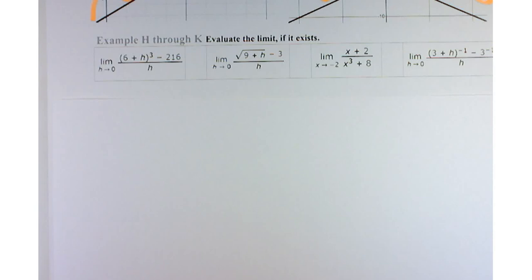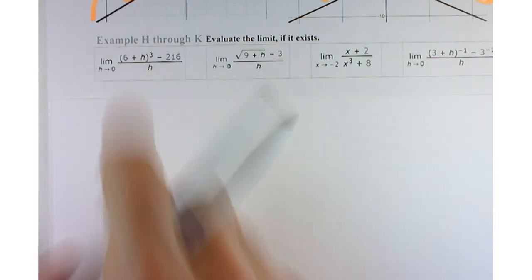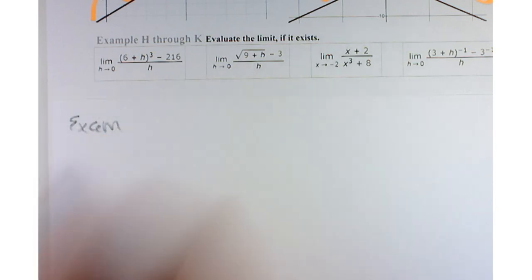Calculating each of these limits is going to be a fair amount of work, and there are different tricks for each one. Let's look at the first one. Example H.